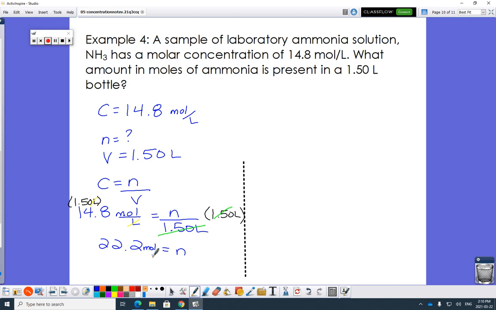I'll also do it with triangle. So moles is C times V.